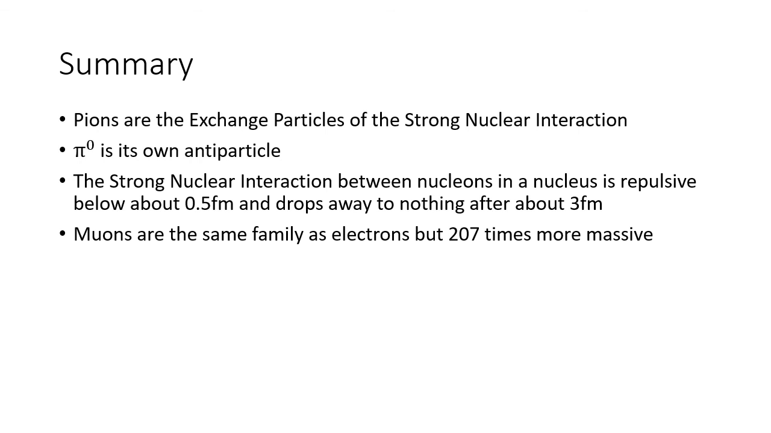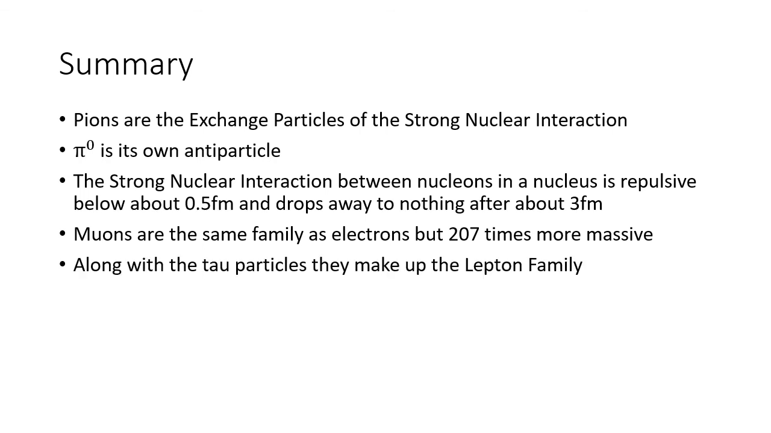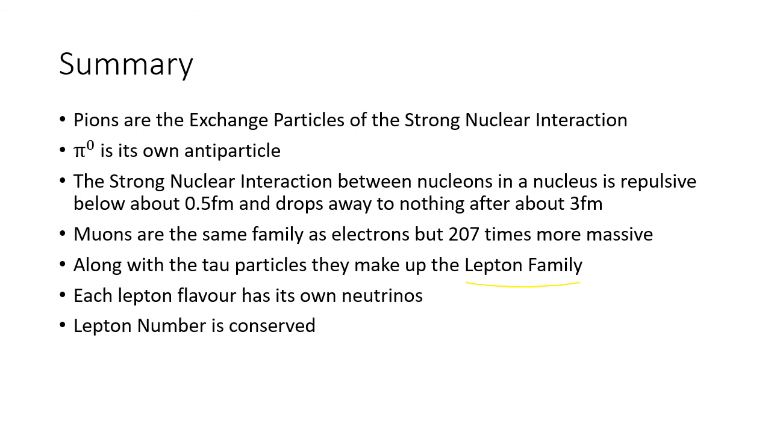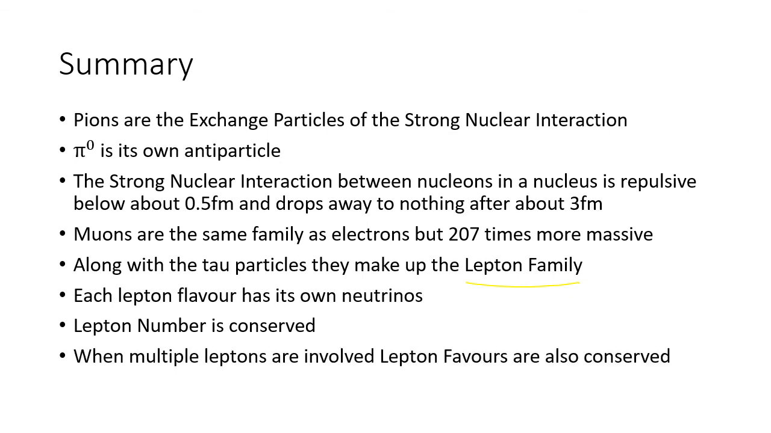Muons are in the same family as electrons, but 207 times more massive. Another number to memorise. Along with the taus, they make up the lepton family. They're flavours of the lepton family. Each lepton flavour comes with its own set of neutrinos. Each lepton number in total is conserved. And when we've got different kinds of leptons being involved, lepton flavour is also conserved. That's why each one comes with its own neutrinos.